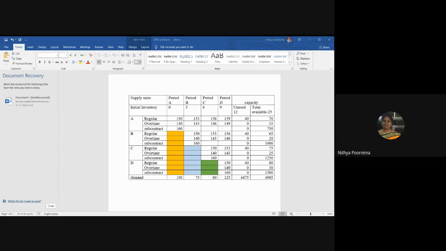Next, we have in the regular inventory, we have to allocate. The capacity is 70, but the demand is 150, right? So in 150, if you remove 25, how much you will have?